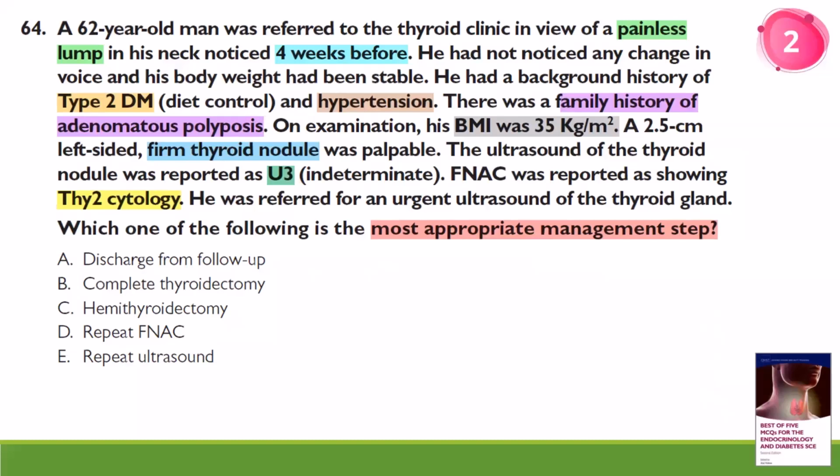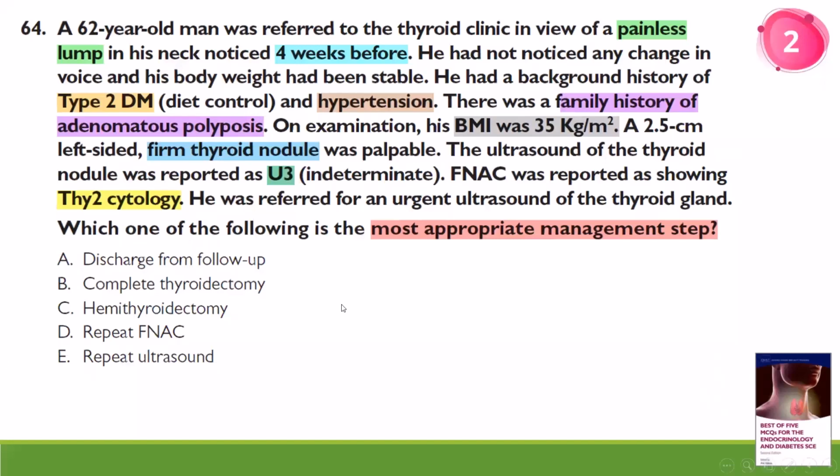A rapid increase in the size of the nodule within 4 weeks. The family history of adenomatous polyposis. The firm thyroid nodule. U3. This is a risk factor for thyroid nodule. So this patient cannot be discharged from follow-up. We should repeat fine needle aspiration cytology. When to repeat? After 6 months. After 6 months.